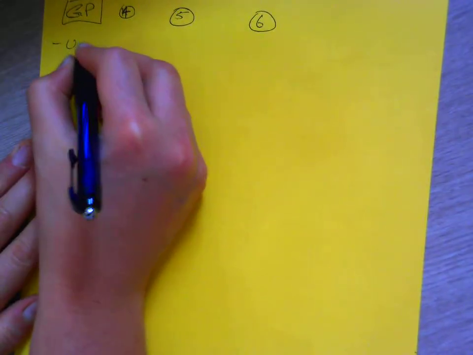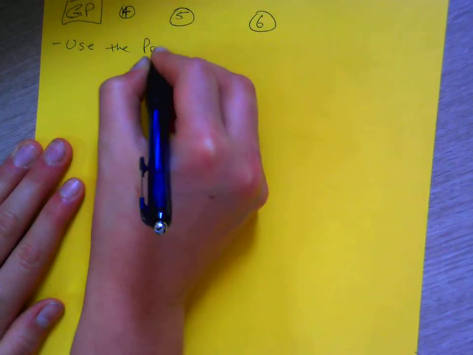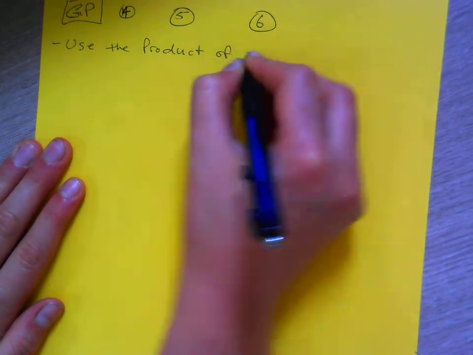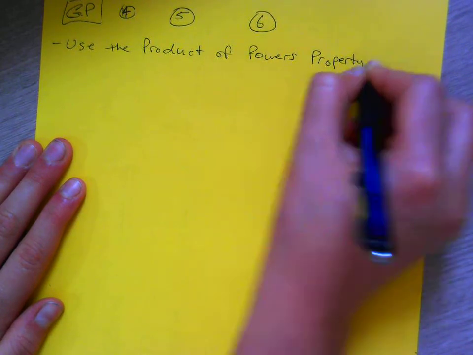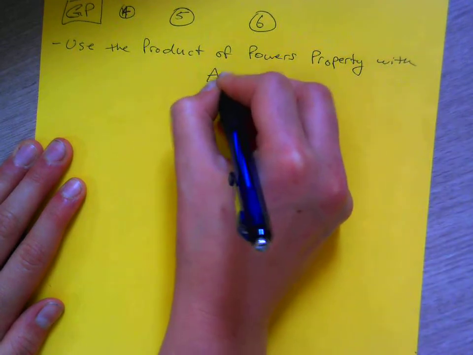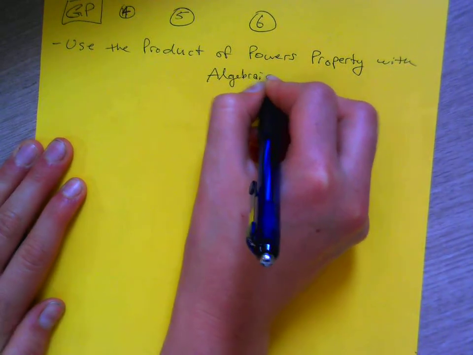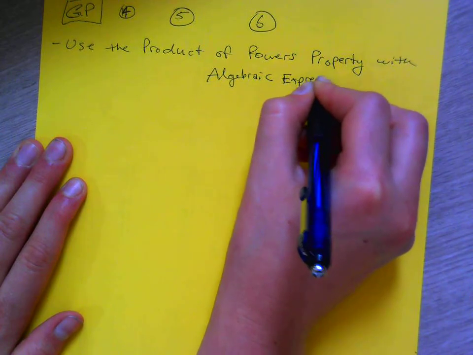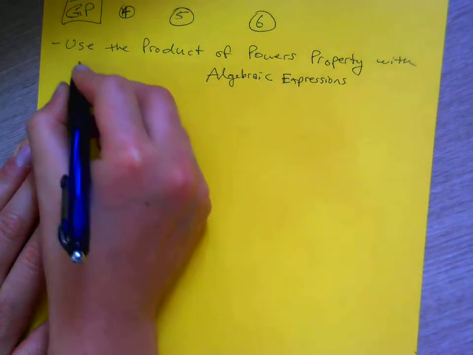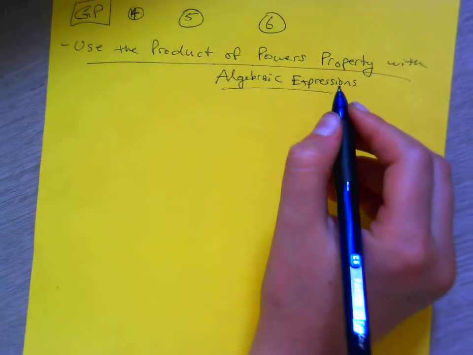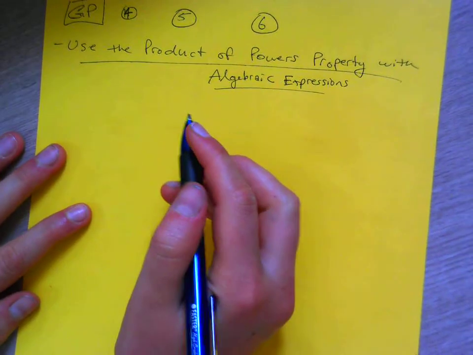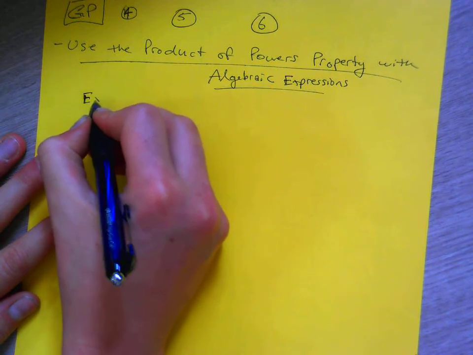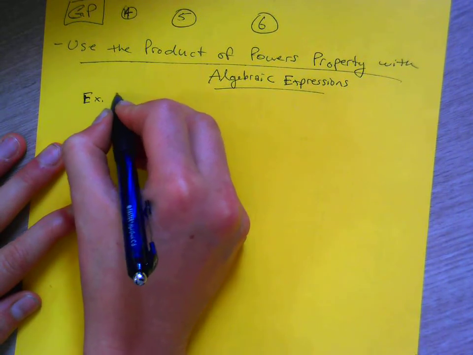Next section, use the product of powers property with algebraic expressions. Not only can we do this when you have just one base, we can do it with multiple bases. So here is our example number 9.